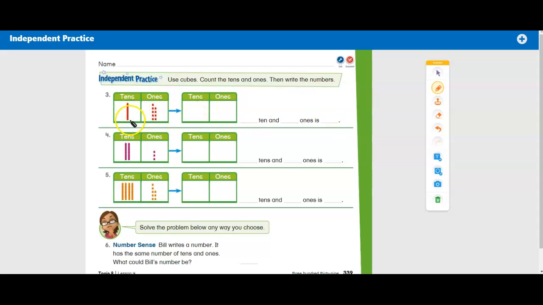Here, there is 1 ten. Now count how many ones there are. Write the number in the blank, then write how many tens, how many ones there are, and the number. If you need any help, you can look back at our guided practice. Now's a good time to pause the video to complete numbers 3, 4, and 5. When you press play, we'll be talking about number 6.